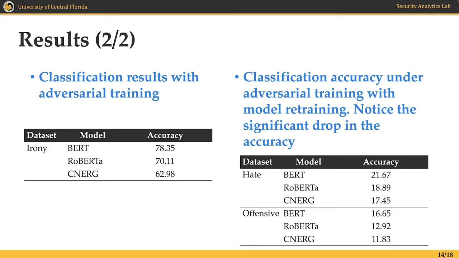What we have found is that the impact of retraining the model has somewhat an analogous impact as in adversarial examples. The model has forgotten what it has learned about the different elements of offensive language in hate and offensive, achieving only an accuracy of 21 or 22% in the case of BERT for the hate and 17% in the case of BERT for the offensive.